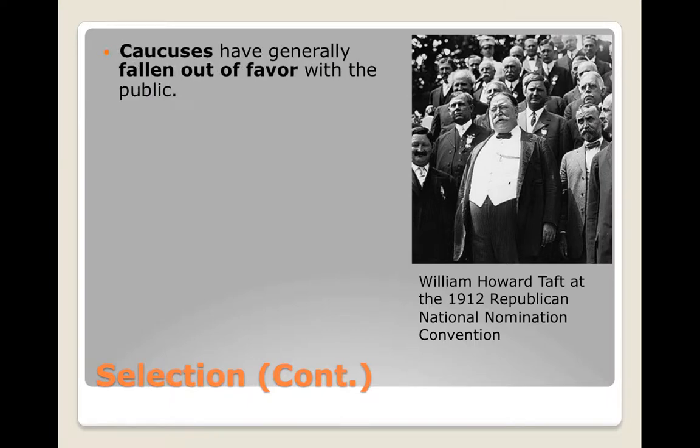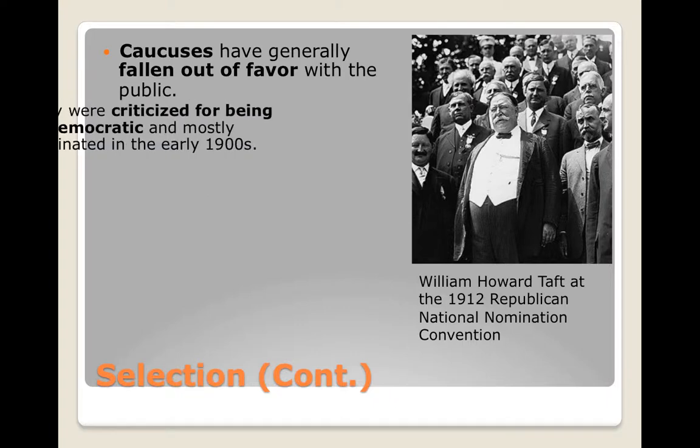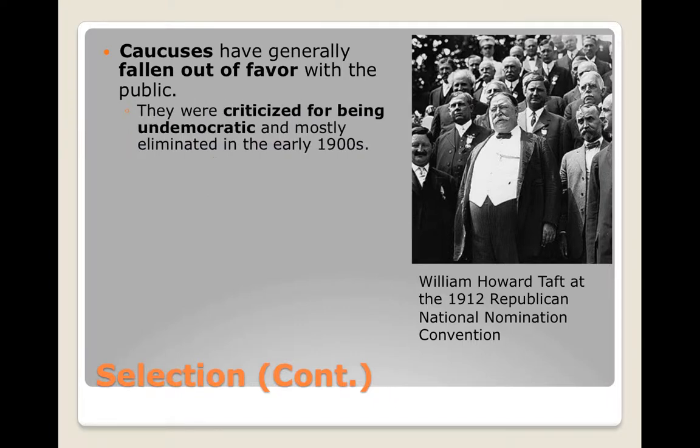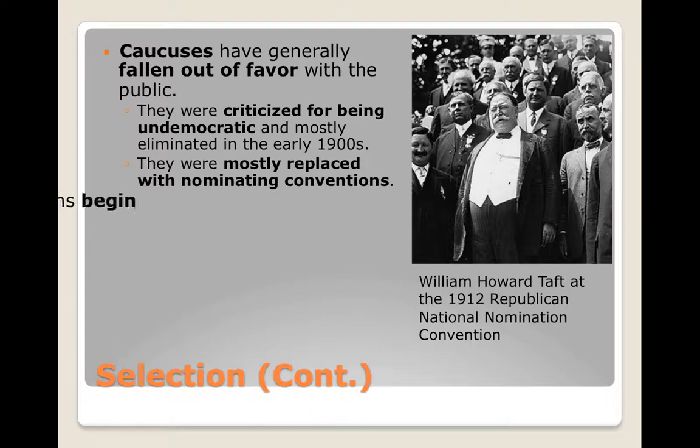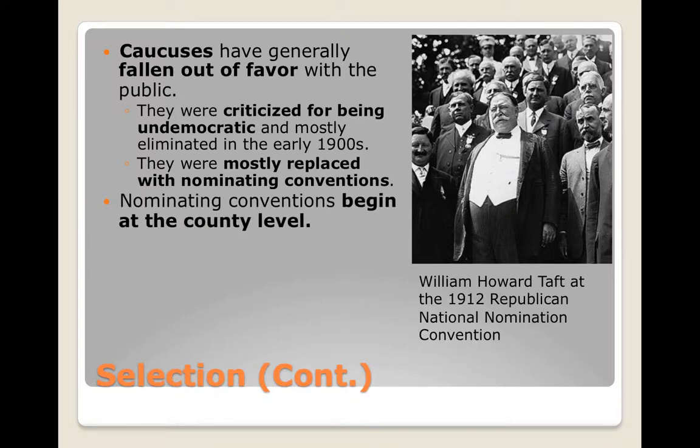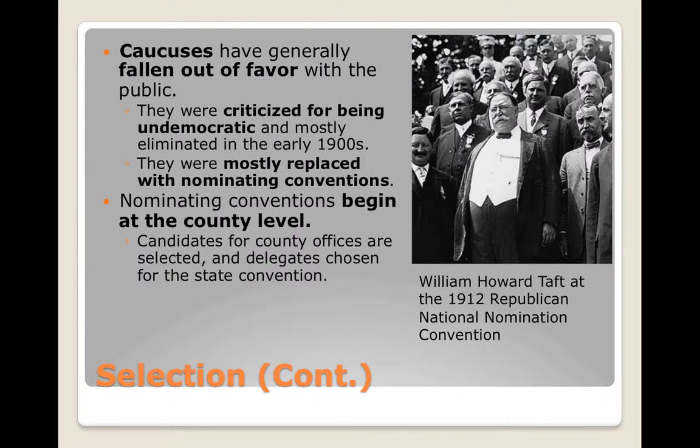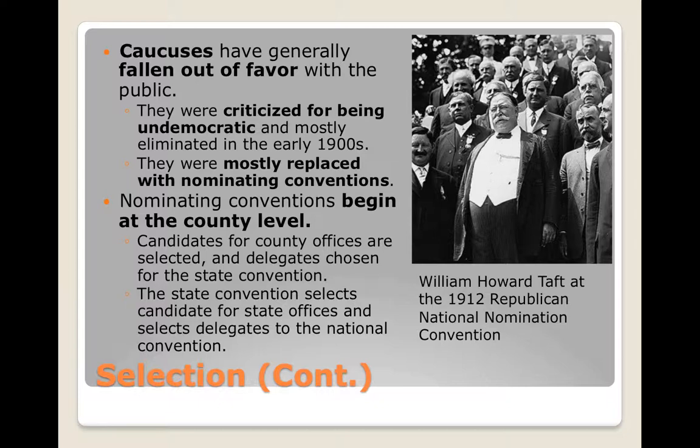Caucuses have generally fallen out of favor with the public. They were criticized for being undemocratic and mostly eliminated in the early 1900s. They were mostly replaced with nominating conventions. Nominating conventions begin at the county level. Candidates for county offices are selected, and delegates chosen for the state convention. The state convention selects candidates for state offices and selects delegates to the national convention.